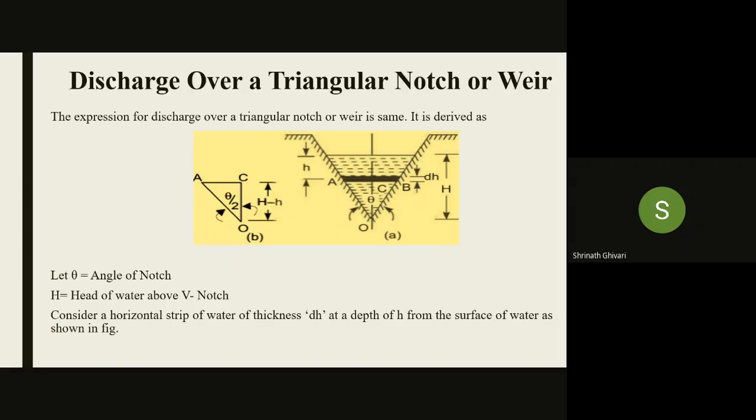Consider a horizontal strip of thickness dh at a depth h from the free surface of water, as shown in the figure. Like in the previous derivation, we are considering a small thickness dh at a depth h from the free surface of water. From figure B, this is the figure B which I have drawn.